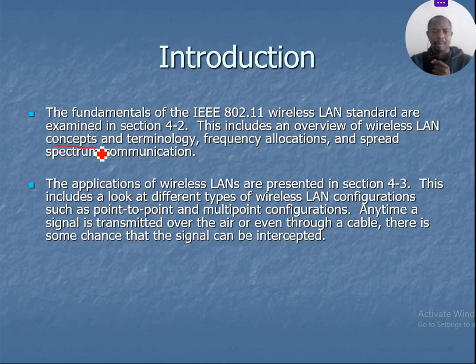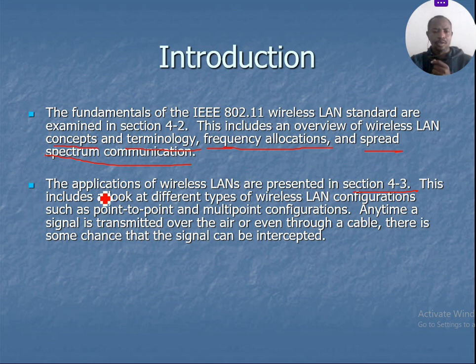We look at the concept in part 2, and we look at the terminology that is being used, and in there we will look at the frequency allocations for the frequency spectrum for networks. Then we look at the spread spectrum communication as well in part 2. Now the applications of wireless local area networks are presented in chapter 4 part 3.